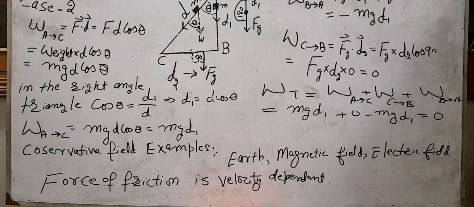Other examples of conservative fields are the magnetic field and the electric field. These are fields in which the total work done in moving a body around a closed path by the electric field or the magnetic field is also equal to 0, the same as in the Earth's gravitational field, and the work done in moving the body from one point to another is independent of the path followed, depending only on the initial and final points.